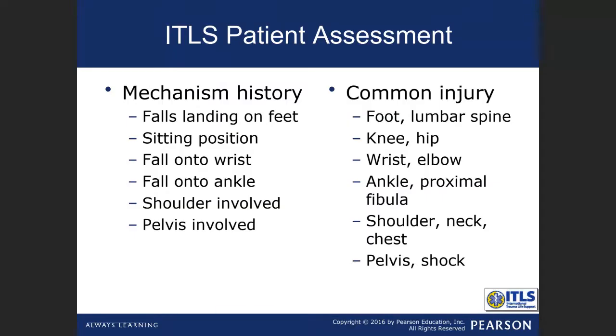Sitting position in a vehicle can cause direct injury to the knee, indirect to the hip. Falls onto the wrist can cause direct injury to the wrist, indirect elbow. Fall onto the ankle can cause direct injury to the ankle, indirect proximal fibula. And for mechanisms associated with injuries to the shoulder, can cause complications with the shoulder, the neck, and the chest. And if it's the pelvis, can be direct damage to the pelvis, and shock may be present for that particular patient.